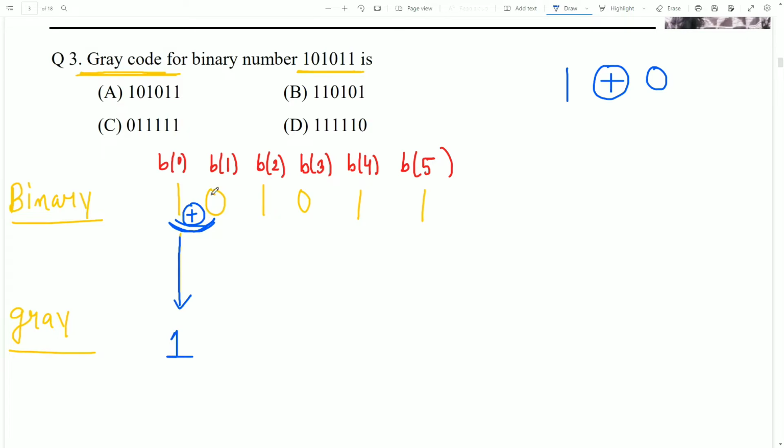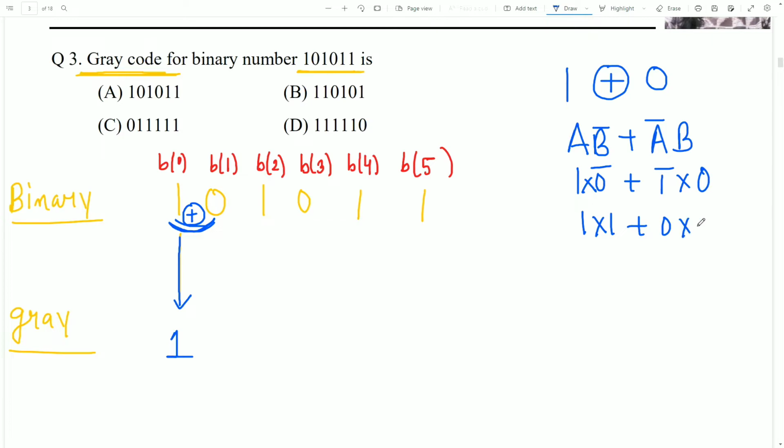For binary numbers, you are already familiar that the XOR operation is A B bar plus A bar B. Let us consider here A is the first digit and B is the second digit. So what will be the answer? A multiplied by 0 bar plus 1 bar multiplied by 0. So what will be the solution? 1 into 1 plus 0 into 0, which is 1 plus 0 equals 1. So here you will get 1 again.